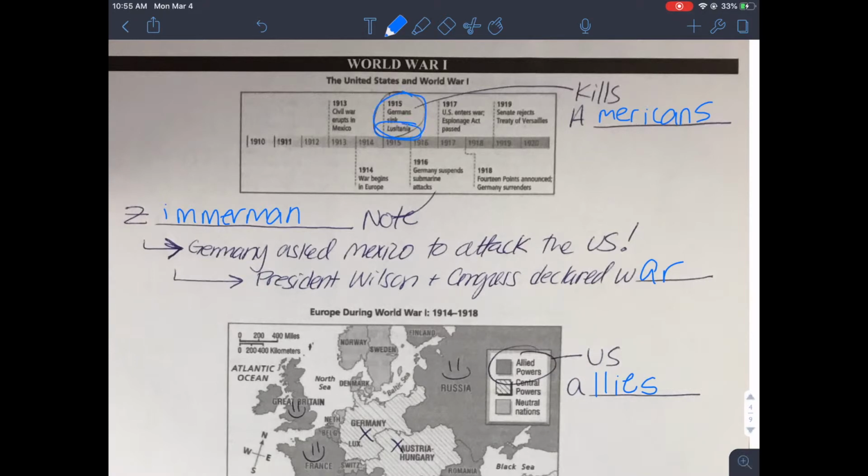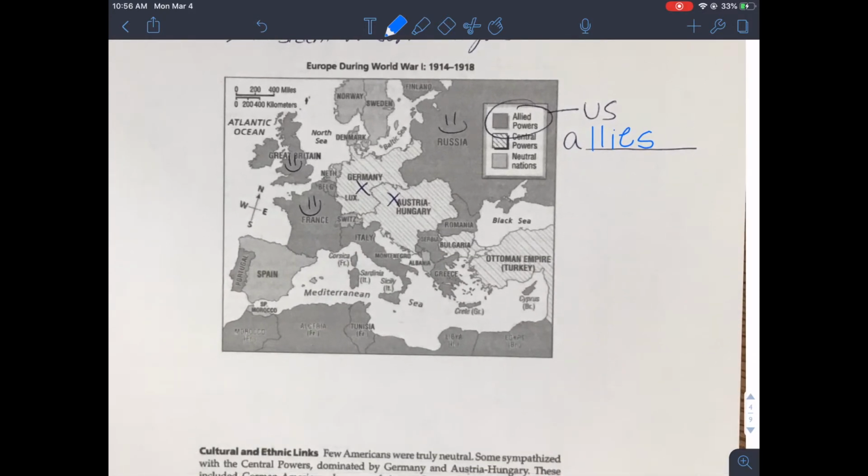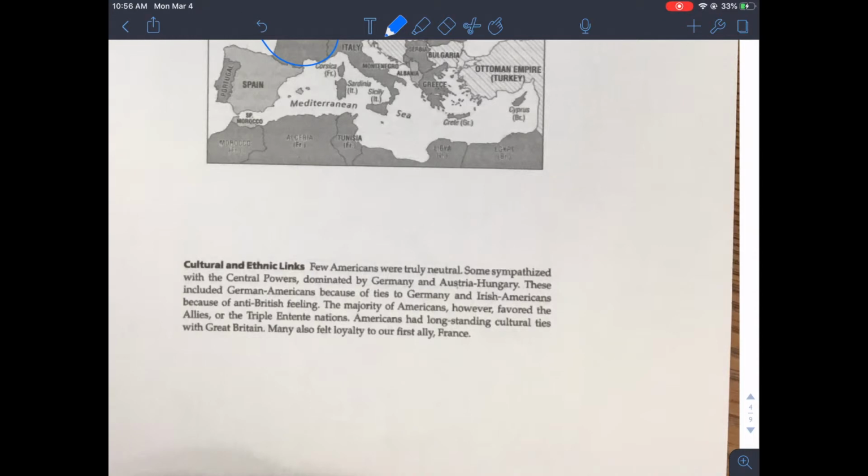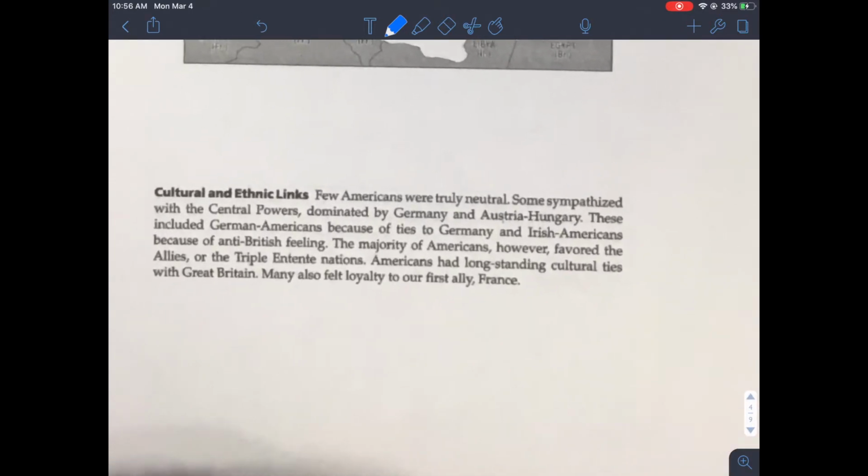Here's a quick little map of some of the different alliance systems in Europe. Notice the United States is allied with Great Britain, France, and Russia. Those are the sides that we helped during this war, giving them supplies and eventually sending American men over to fight. Here's a small reading that shows why the United States supported Great Britain and not Germany. There are some cultural and ethnic links there.